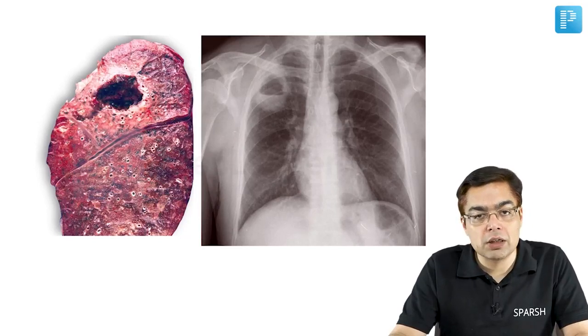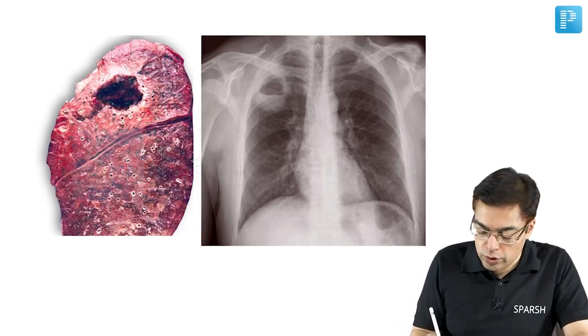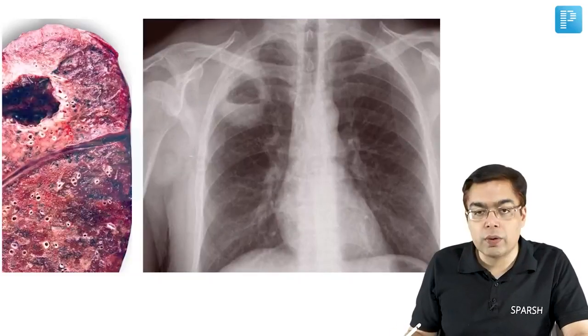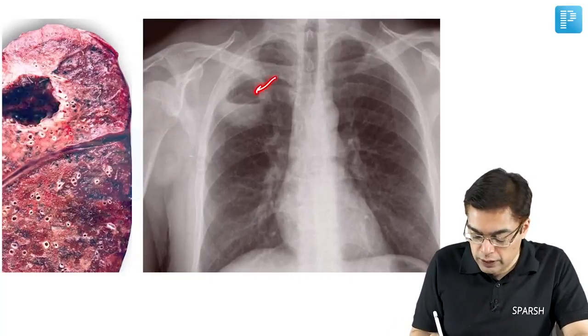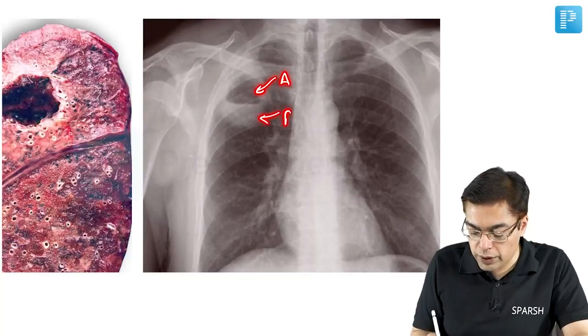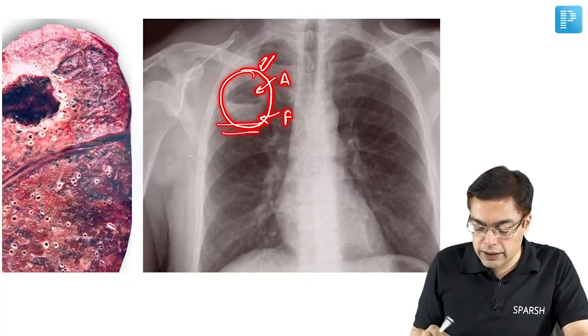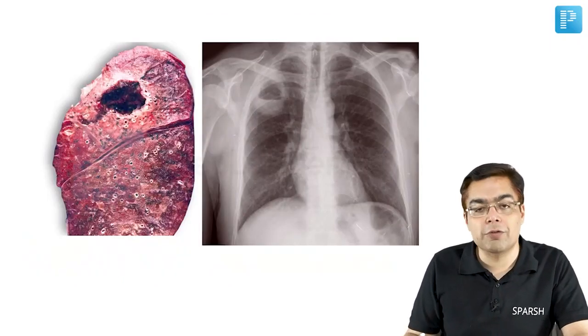When we talk about the radiological finding of these patients, this is going to be associated with a classical finding which I want you to appreciate on the X-ray over here. There is presence of air over here and there is presence of fluid because of the necrotic material. So this is what is going to be given the name of the air fluid level. And that's a classical finding that you would associate in a patient who is suffering from lung abscess.